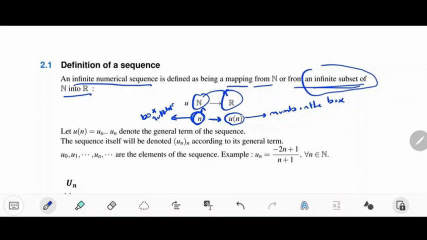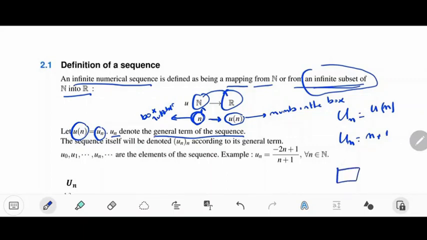So we will denote by Un the U of n. When we say Un, we mean it's the image of the box number n, which is the number inside the box number n. So Un will denote the general term of the sequence. I mean by this that if I say Un equals n plus 1, it means that for the box number 1, the number inside the box is n plus 1, which is the number of the box plus 1.